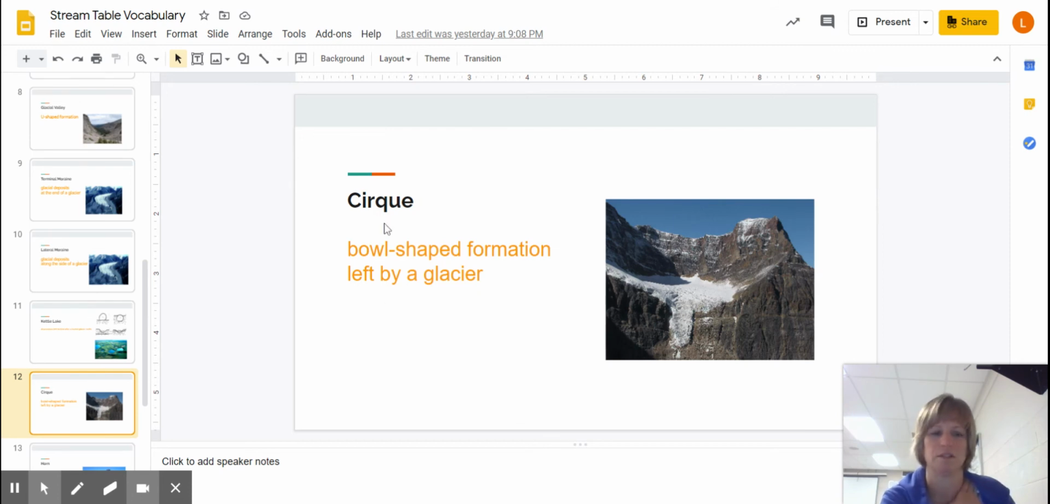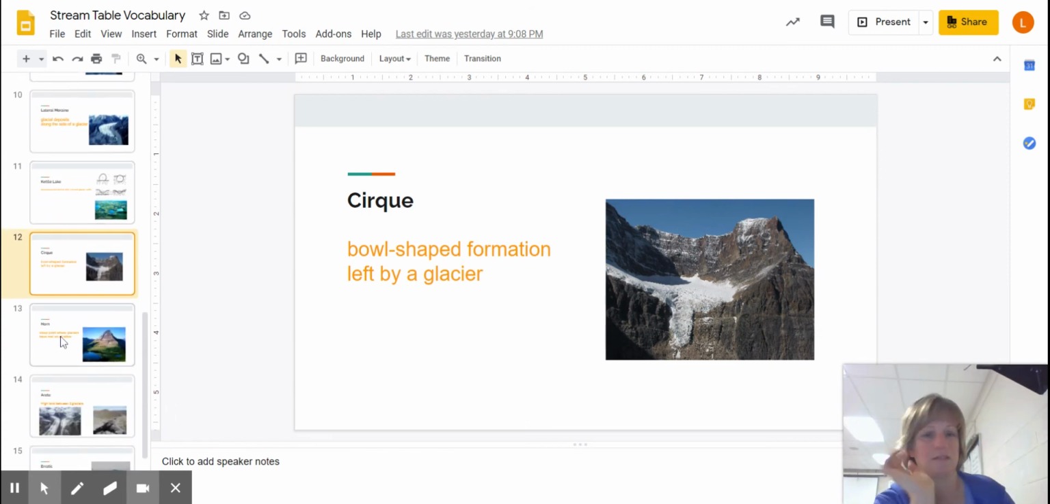Okay, now this next one has its origin in French. So you don't pronounce it cirque, you pronounce it with just one syllable, cirque. Here it is again, ready? Cirque. And do you notice how this is like a bowl shape? You can still see glacier in there, but once upon a time that would be full. And so these cirques are characteristics of glacial erosion also, because the weight of the glacier creates the cirque.